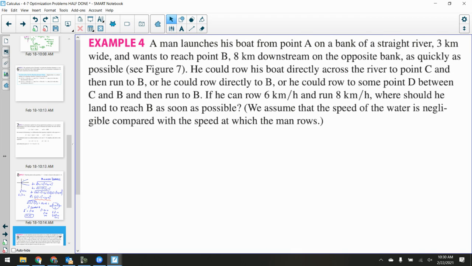Exactly. Okay, we got a guy launching his boat off of one side of a river. He's pushing off of one side of the river from point A. We're assuming that the river is straight, no bends. The river is 3 kilometers wide. He wants to get to a point B, 8 kilometers downstream, but on the opposite side of the river.